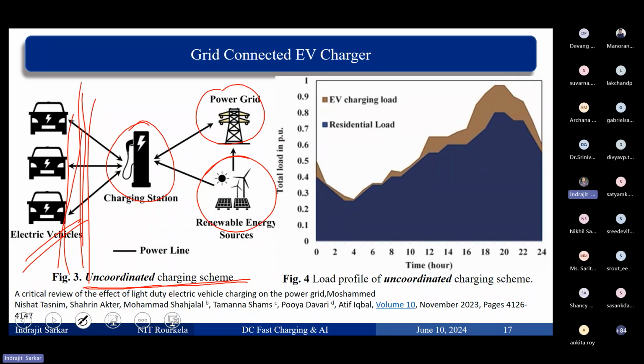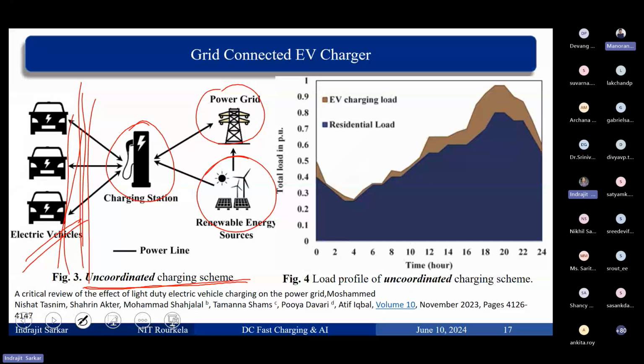That is why it is now mandatory that converters of a certain power level take only active power from the grid. That is why I am talking about active power. When it is EV charging, it is going to take active power from the grid, and when it is taking active power from the grid, it is going to affect the grid frequency.